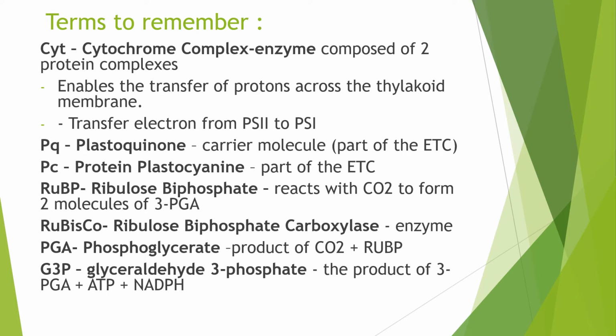Another is the RuBP, which stands for ribulose bisphosphate, which reacts with carbon dioxide to form two molecules of 3-PGA. And Rubisco, which stands for ribulose bisphosphate carboxylase, is an enzyme which catalyzes the reaction of RuBP and carbon dioxide. PGA, which stands for phosphoglycerate, is the product of the reaction of carbon dioxide and RuBP. And last one, we have the G3P, which stands for glyceraldehyde 3-phosphate, which is the product of three molecules of PGA plus ATP and NADPH.